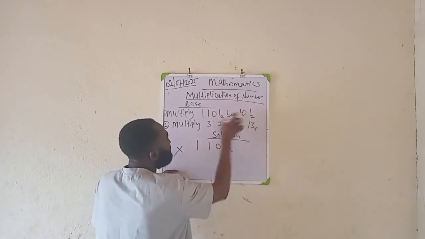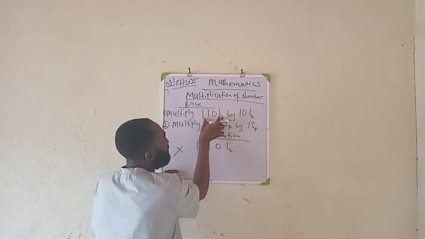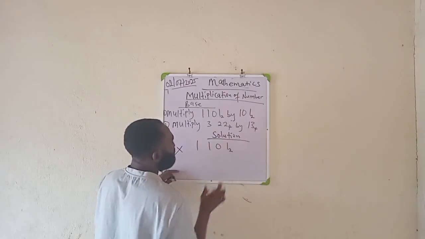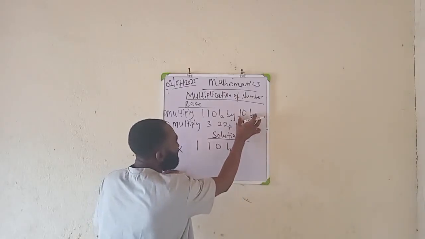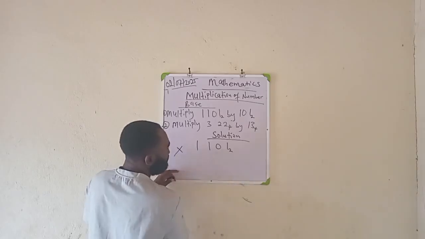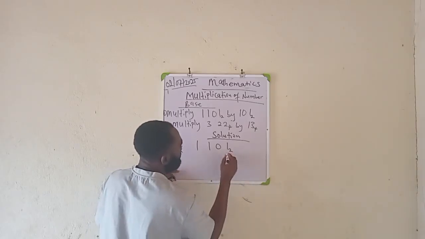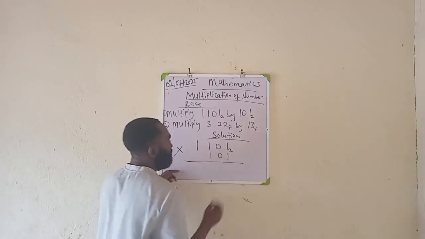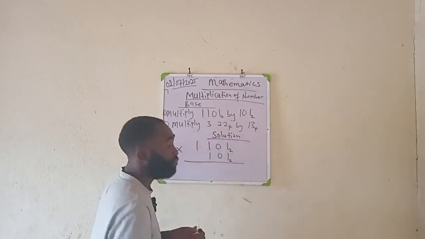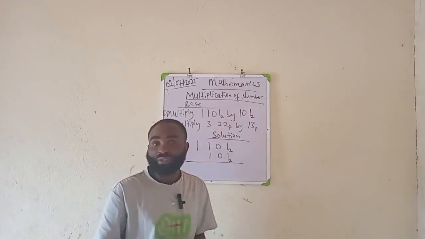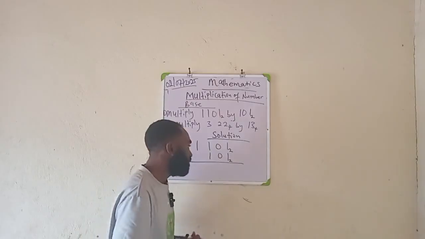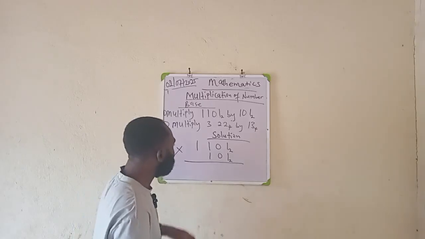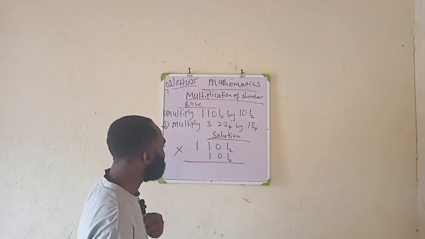So the first one is, we should multiply this here by this in base 2. As I explained earlier, you take the second number and start from your right hand side to the left hand side. So here will be 101, everything base 2. That is how to arrange. You first arrange in that way.